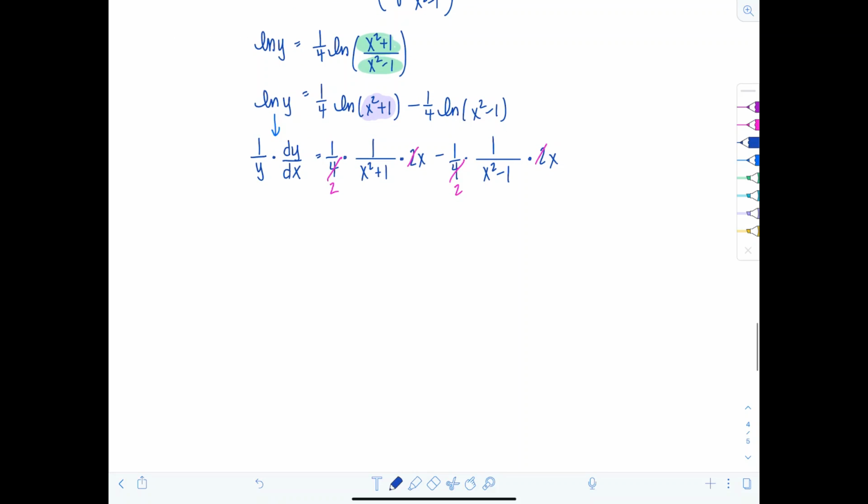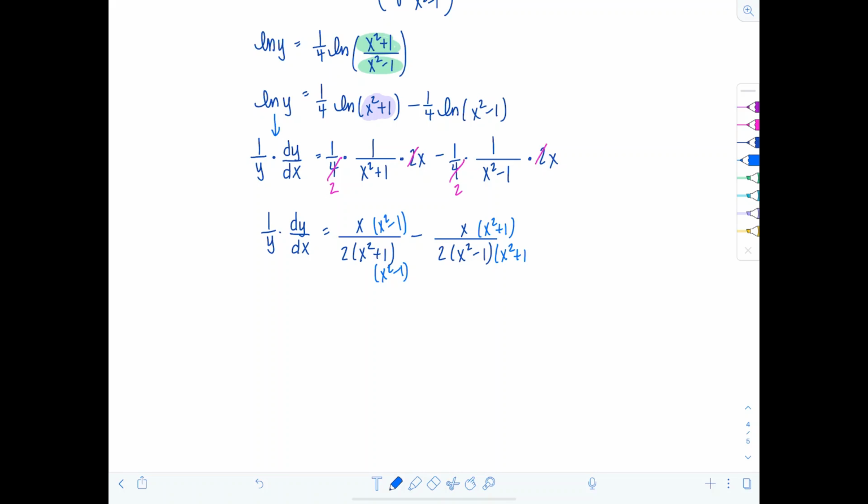So now we have 1 over y dy/dx equals x over, we've got 2 times (x squared plus 1) in the denominator for that first term, minus x over 2 times (x squared minus 1) for the denominator in the second term. Okay, let's go ahead and get a common denominator. It's going to be 2 times (x squared minus 1) times (x squared plus 1). So I'll multiply this first term by x squared minus 1. And the second one by x squared plus 1.